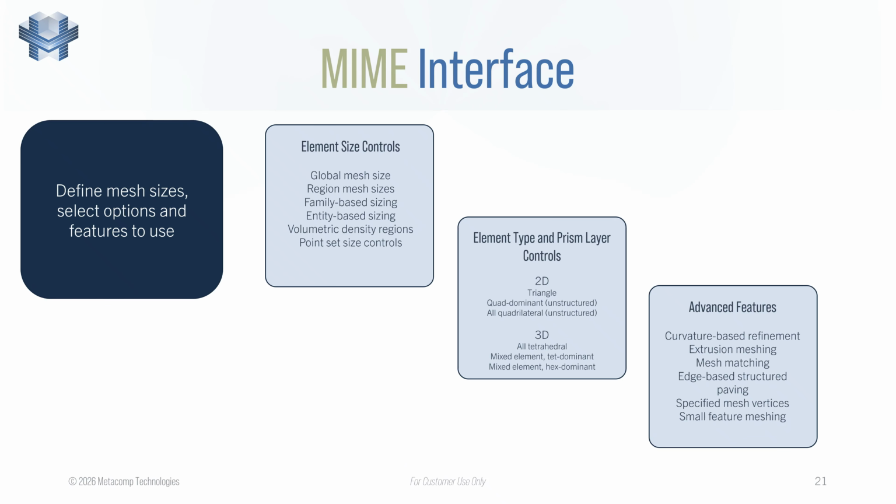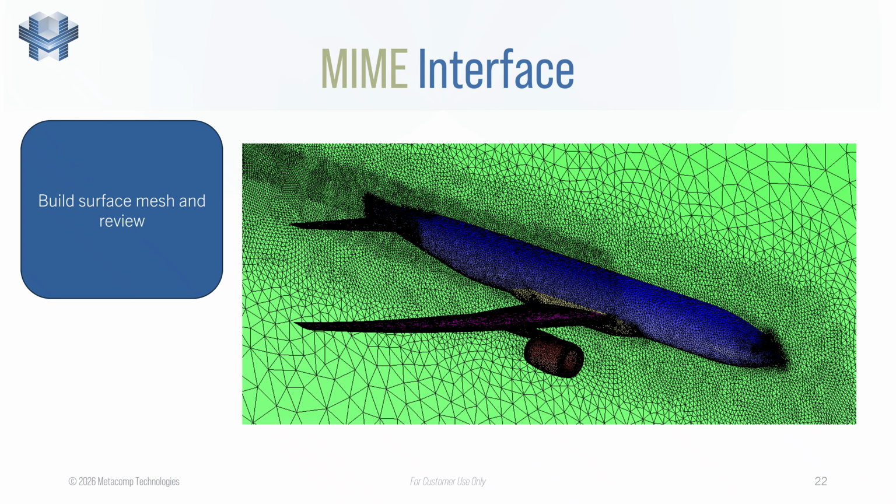As discussed previously, MIME provides several methods for specifying the element sizes. MIME also provides a comprehensive set of features that allow users to achieve their specific meshing objectives. The MIME user interface enables users to specify their mesh controls with little effort. By building a surface mesh first, users can relatively quickly visualize the results of the chosen mesh size controls and mesh features, allowing for adjustments to be made early in the meshing process.